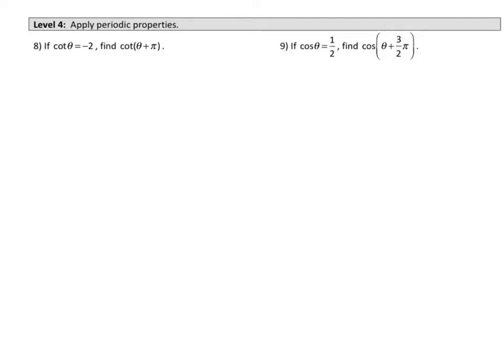In level 4, it's going to be similar to level 3, but applying some rotations. So if we know that cotangent of theta is negative 2, for a negative cotangent, remember cotangent is x over y. Either x or y is negative, and we're not sure which. So we could be in quadrant 2, where y is positive and x is negative, or we could be in quadrant 4, where x is positive, y is negative.